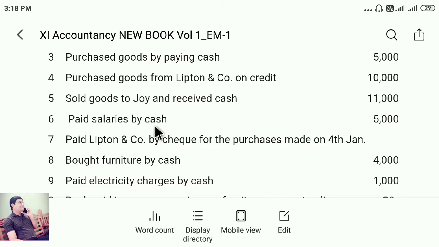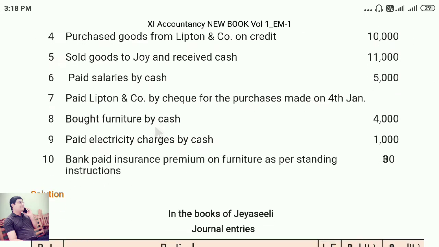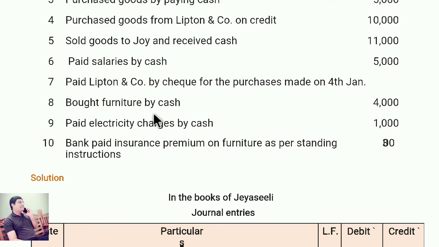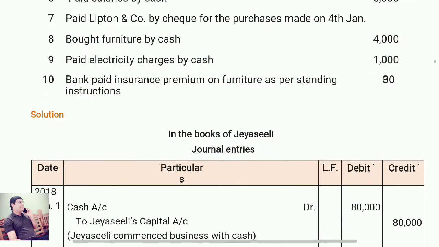Paid salary by cash. So what goes out when we are paying salary? Cash goes out. So salary account debit to cash account. Next one, paid Lipton and Company by check for the purchase made on 4th January. See, we paid the amount to Lipton and Company by check.